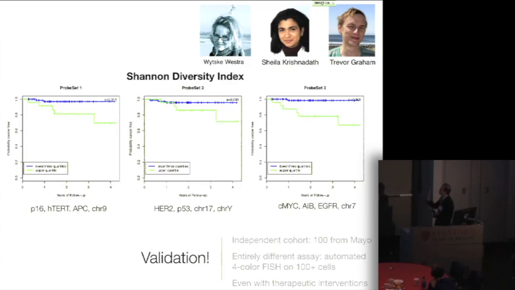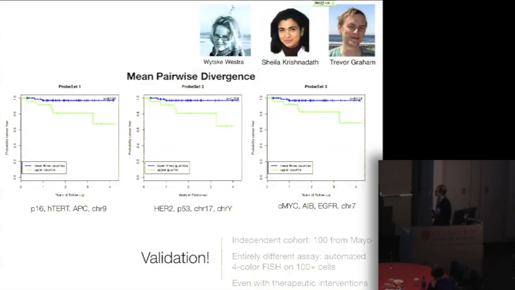Sheila Krishnadath is the PI of this cohort that was measured at Mayo. She's now at Amsterdam and has also a large cohort of earlier stage patients there that we're working with. Trevor Graham and Vitska are the people that have actually done the analysis here. So that was Shannon index of diversity. You can use another index like the divergence index. Again, it predicts progression to esophageal adenocarcinoma in a totally independent cohort, totally independent assay, in fact.